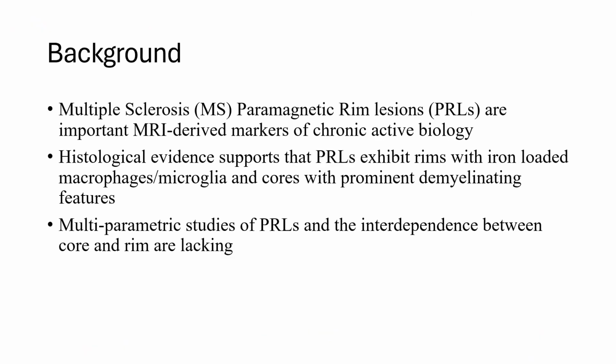Multiple sclerosis paramagnetic rim lesions, or PRLs for short, are important MRI-derived markers of chronic active lesions. Histological evidence supports that PRLs exhibit rims with iron-loaded macrophages and microglia, and cores with prominent demyelinating features. Multiparametric studies of PRLs and the interdependence between core and rim are lacking.